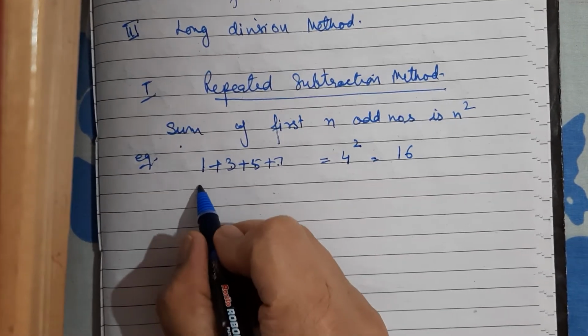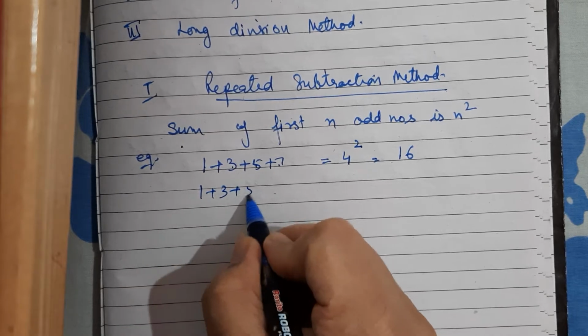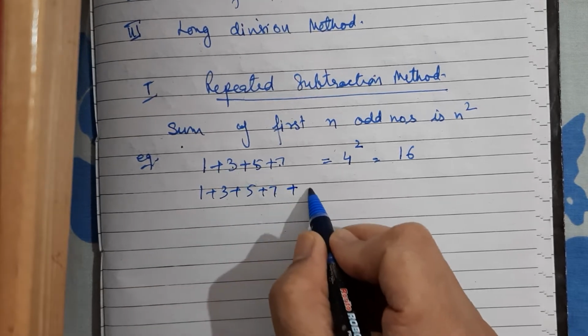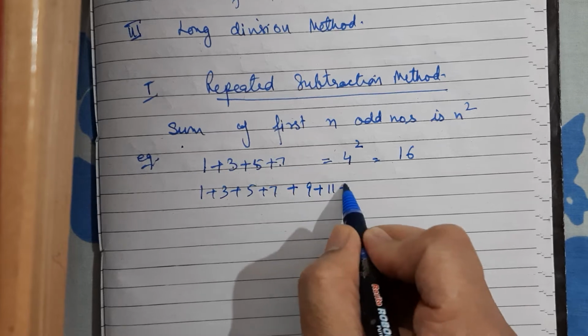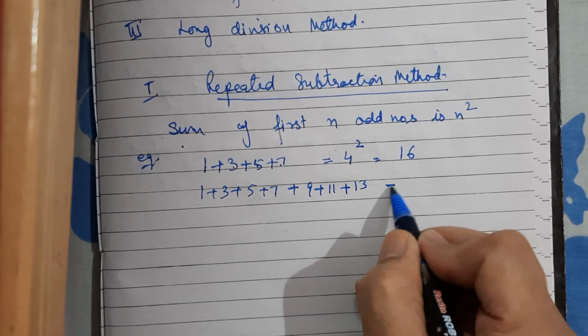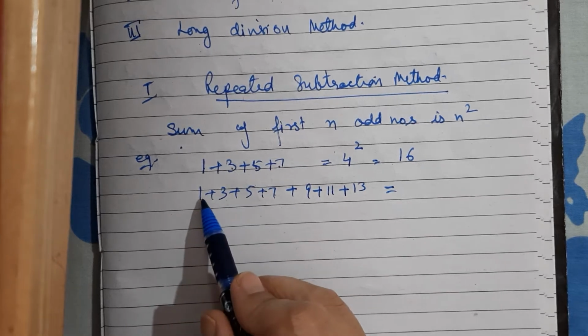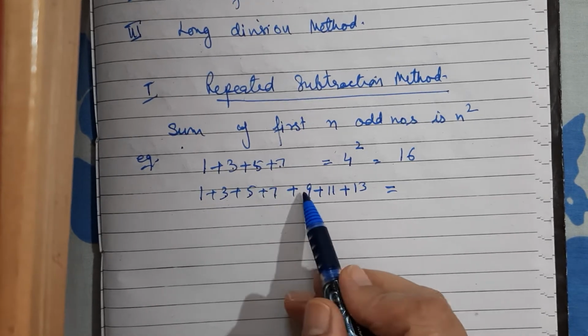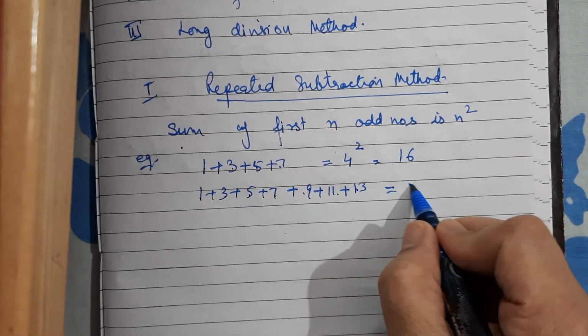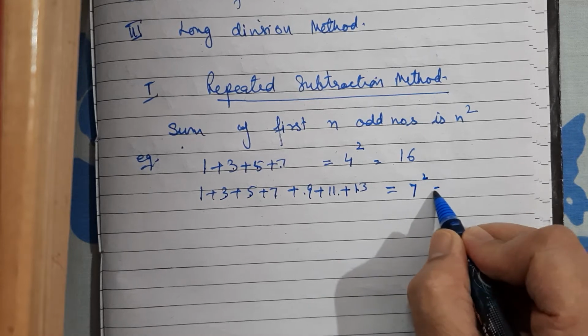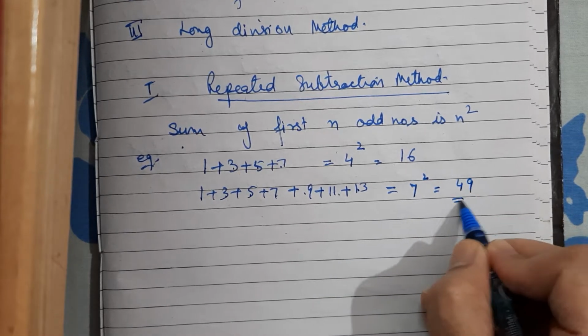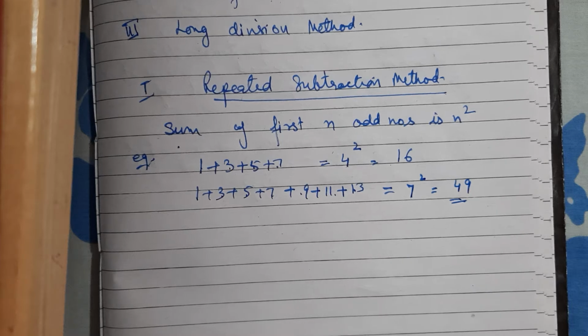Take one more example. 1 plus 3 plus 5 plus 7 plus 9 plus 11 plus 13 equals what? We will not add. We will count how many numbers: 1, 2, 3, 4, 5, 6, 7. They are 7, so we do the square of 7, which means 49. So 49 will be the sum of all these numbers.